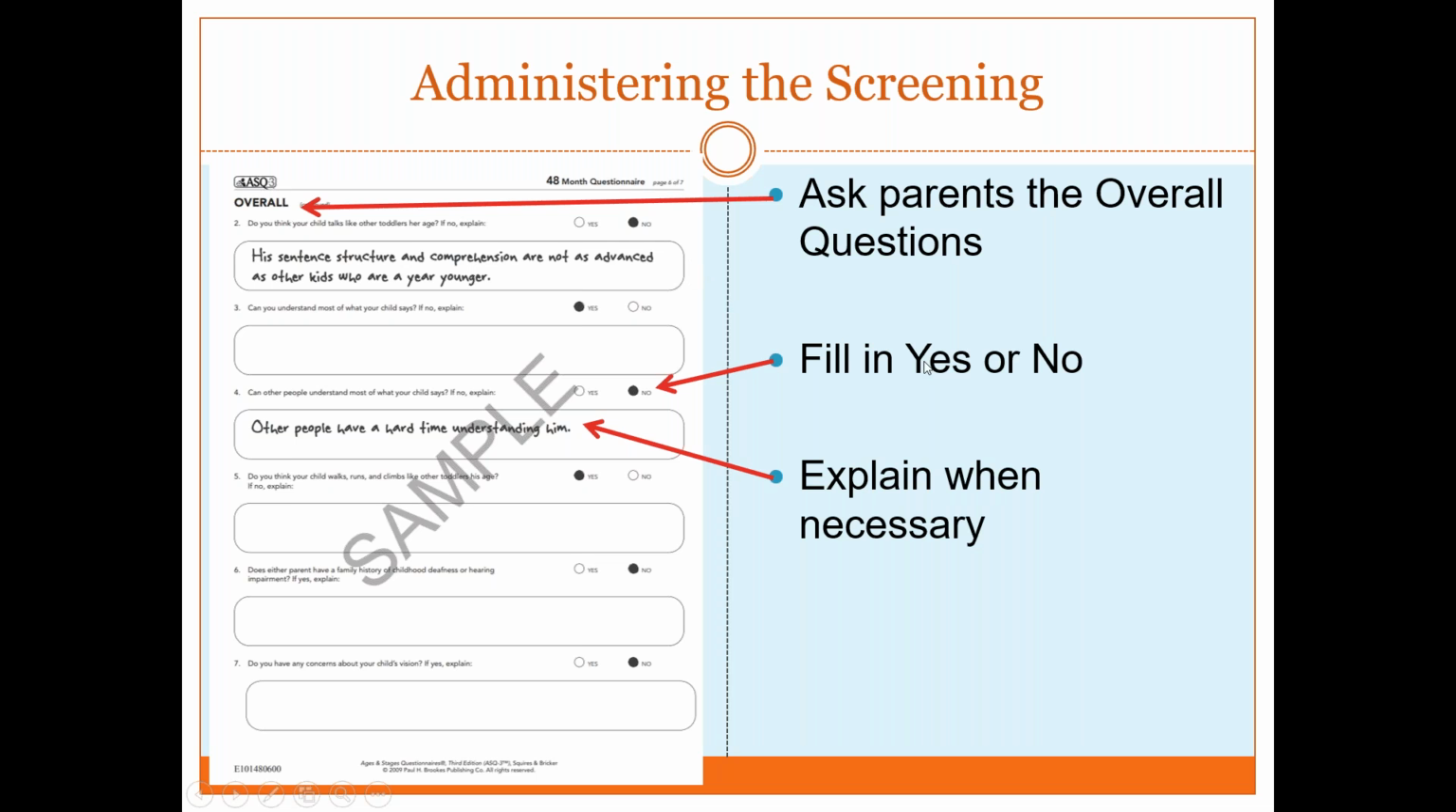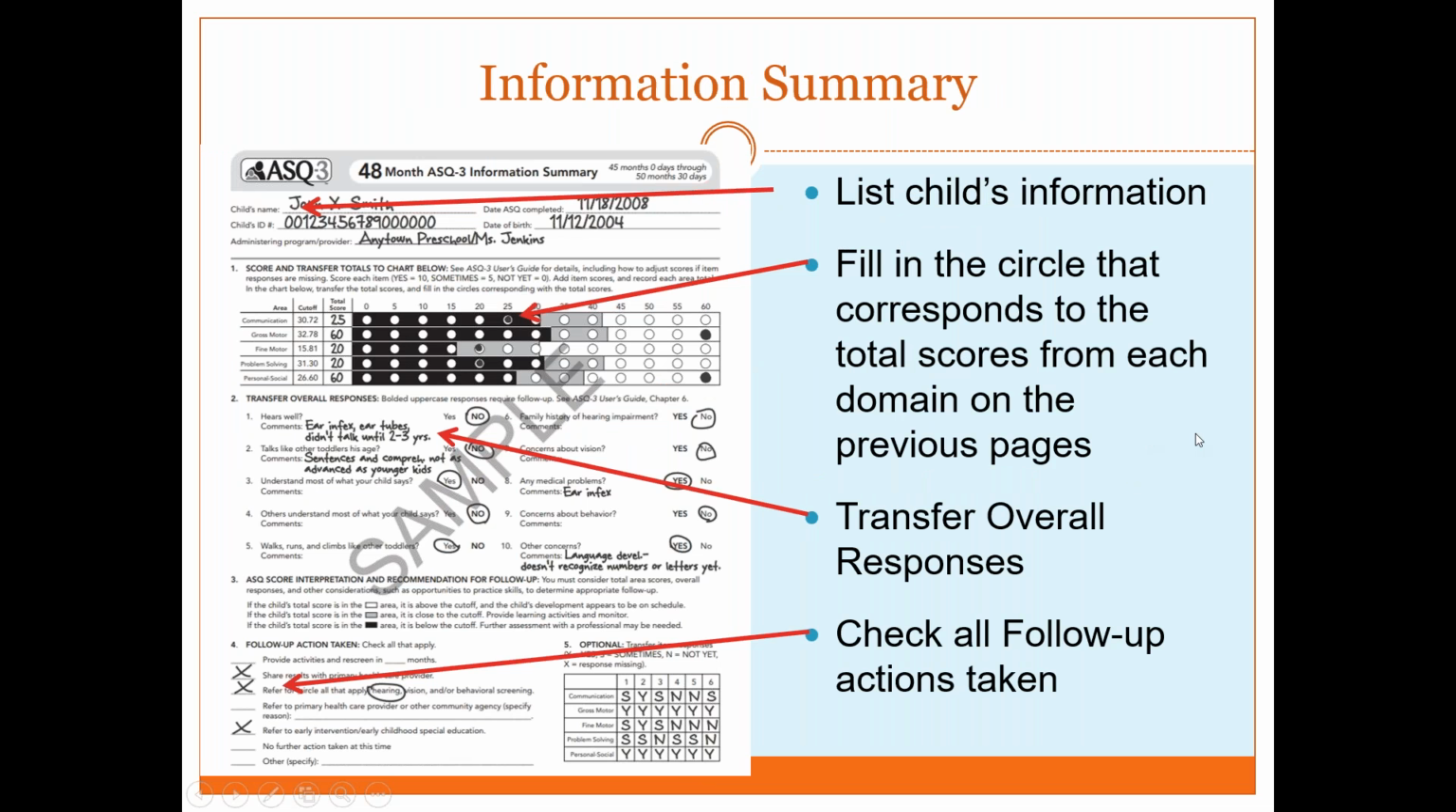Now, on the back of the questionnaire, there is what is called an information summary. And it is where we collect all of the pertinent information given in the front parts of the tool. And then at the top, you just list the child's information. This is John Smith again, his date of birth, the date the ASQ was completed, who is the person that's helping, the home visitor, that all goes at the top. And then you fill in the circles that correspond to each of the responses, the answers, and the scores.